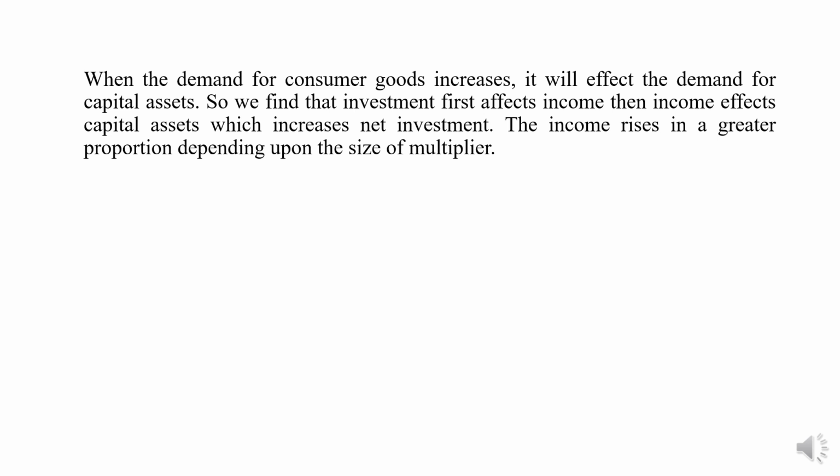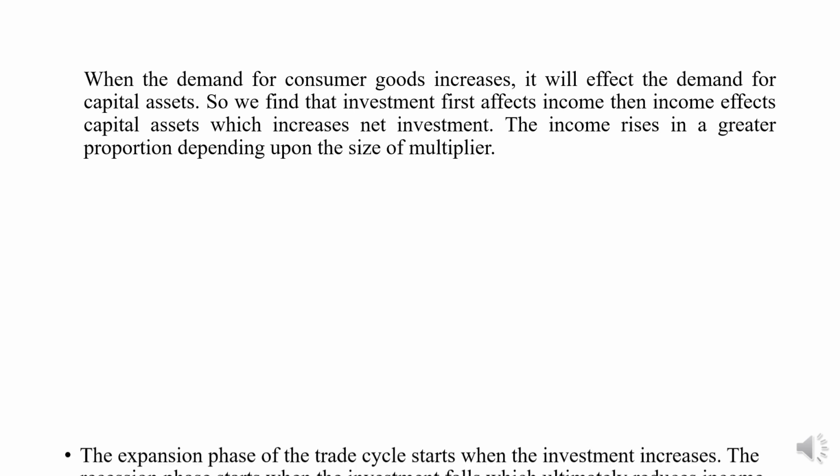So we find that investment first affects the income, then income affects capital assets, which increases net investment. So the income rises in a greater proportion depending upon the size of the multiplier. यानी कि जितना ज़्यादा multiplier का size होगा उतना ही उसमें के ऊपर effect आएगा.